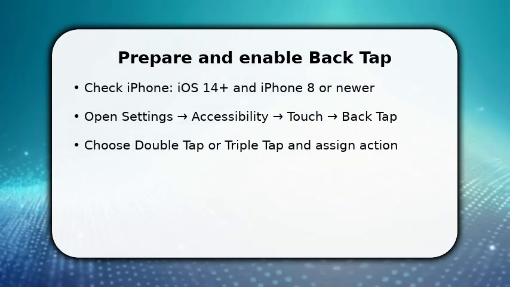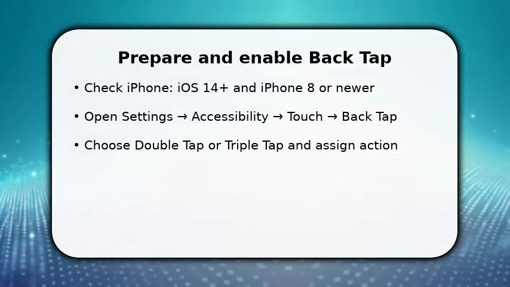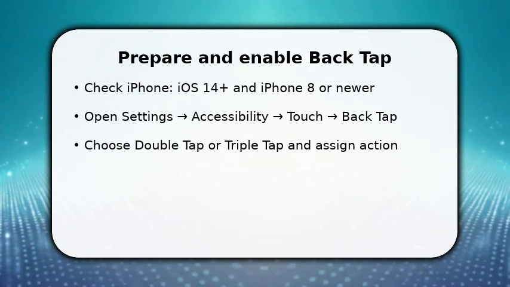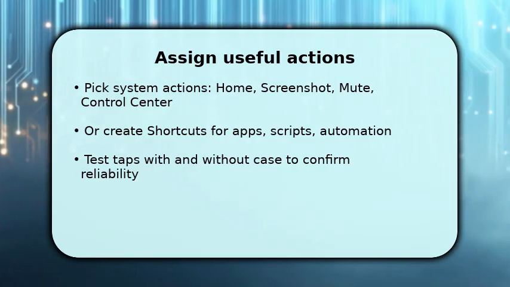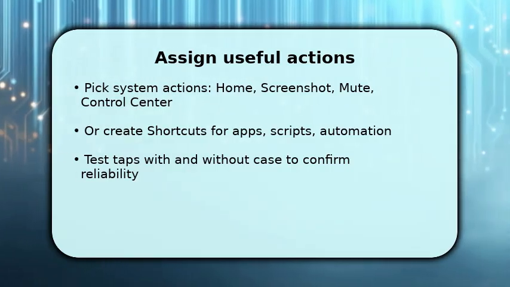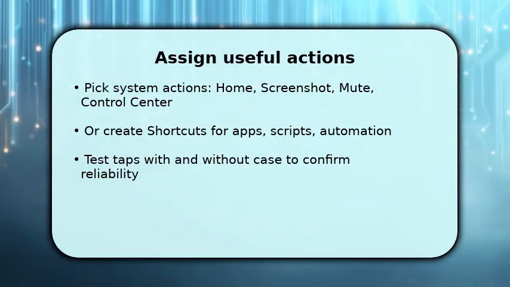This maps a rear tap, usually over the logo area, to a command. Make sure your case isn't too thick so taps register reliably. Now assign practical actions so tapping the logo does useful work. You can pick built-in actions like screenshot, lock screen, or app switcher, or tap shortcuts and run a custom automation.